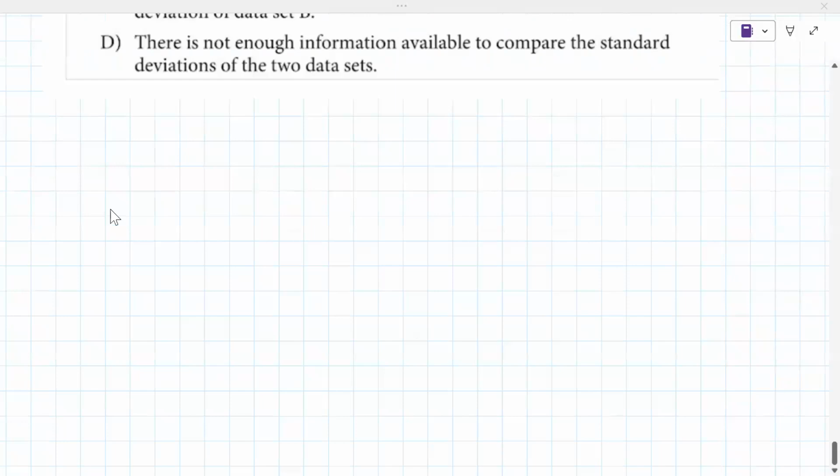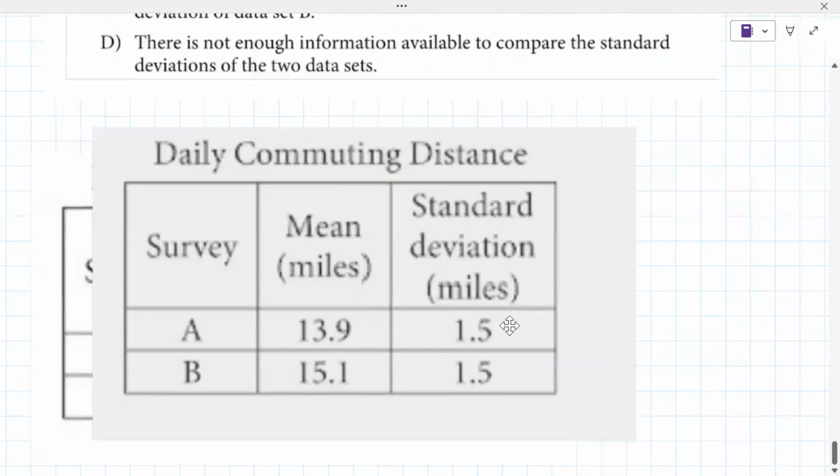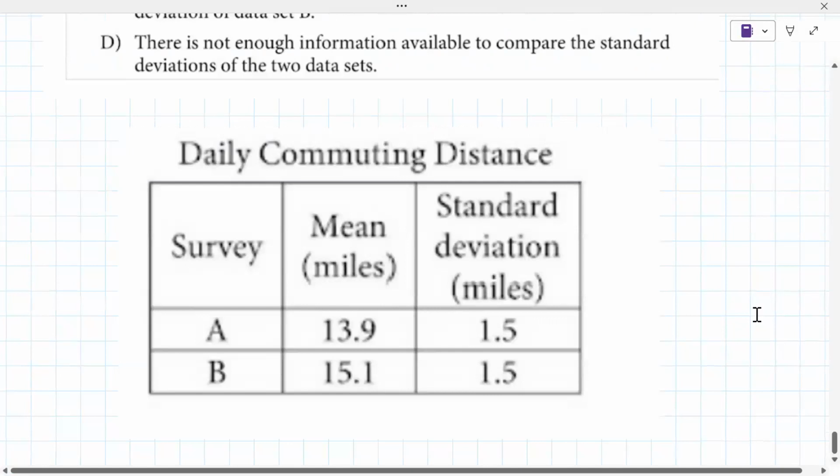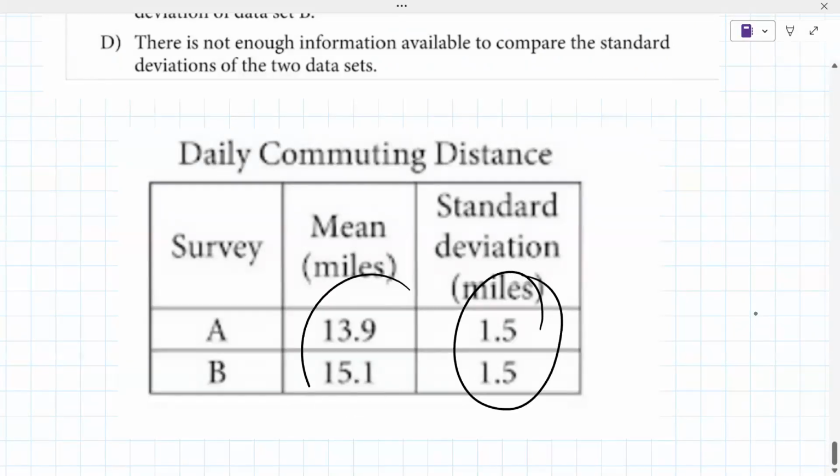All right, so let's look at this table here, and then we'll look at the question. So tell me about these numbers and these numbers. Basically comparing them to each other. What can you say about A and B?